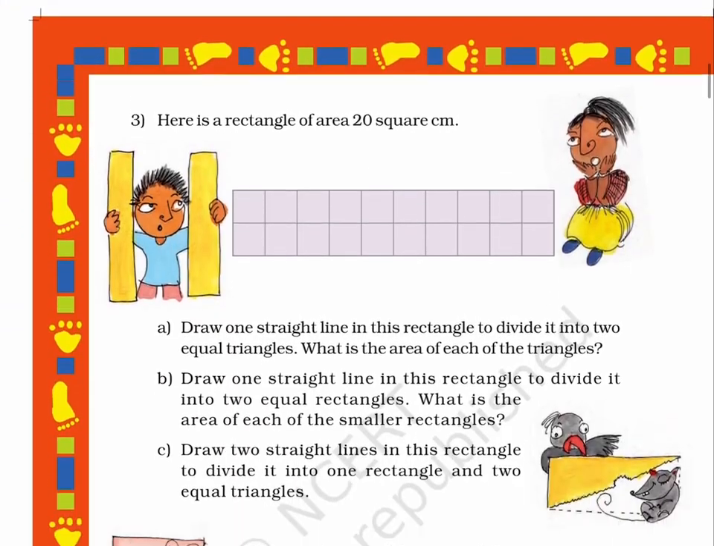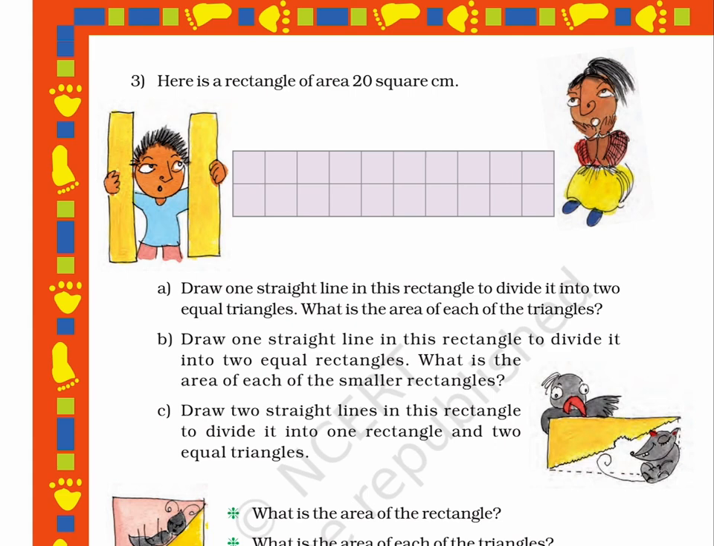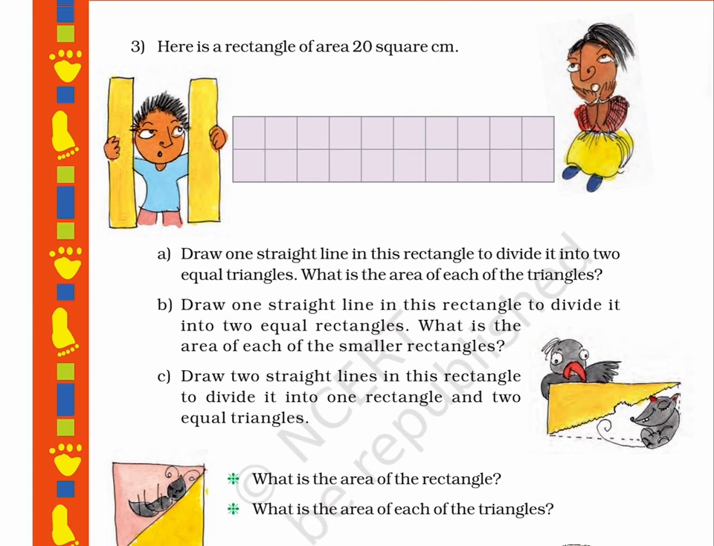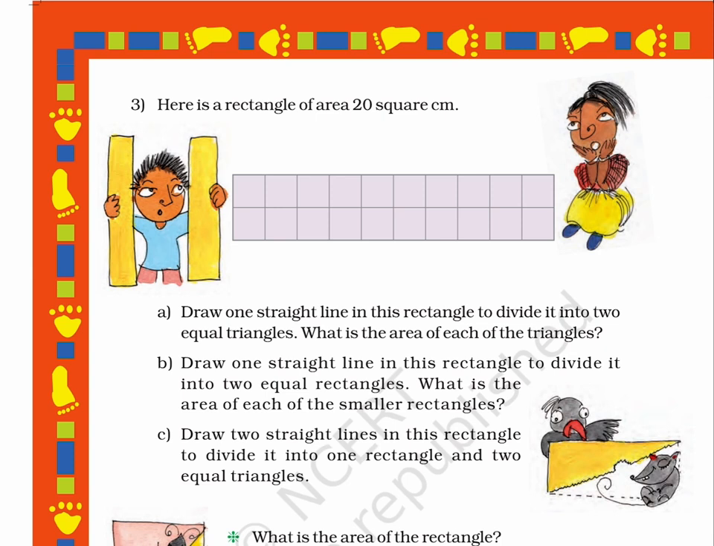Page 44. 3. Here is a rectangle of area 20 square centimeters. Below this we see 2 rows of squares, one on top of the other. Question, Part A. Draw one straight line in this rectangle to divide it into 2 equal triangles. What is the area of each of the triangles? Part B. Draw one straight line in this rectangle to divide it into 2 equal rectangles. What is the area of each of the smaller rectangles?